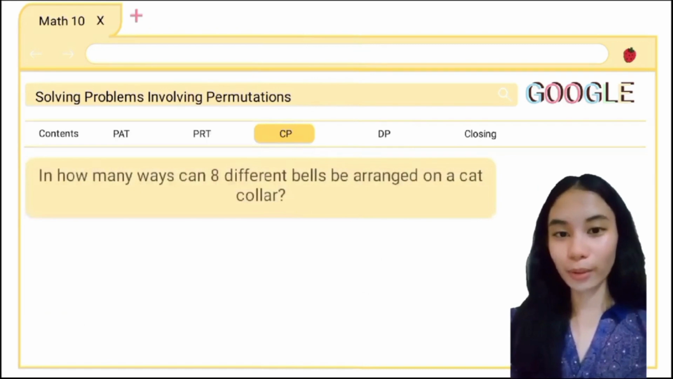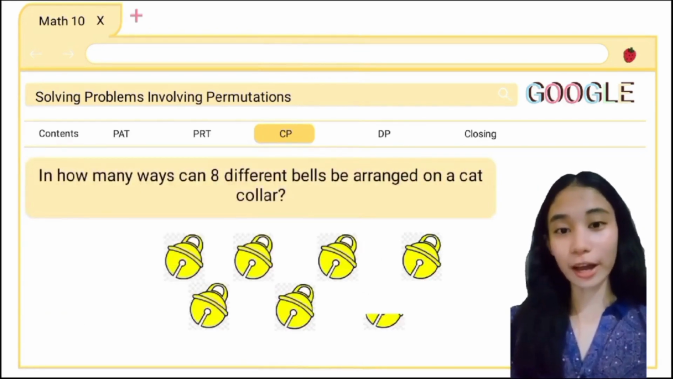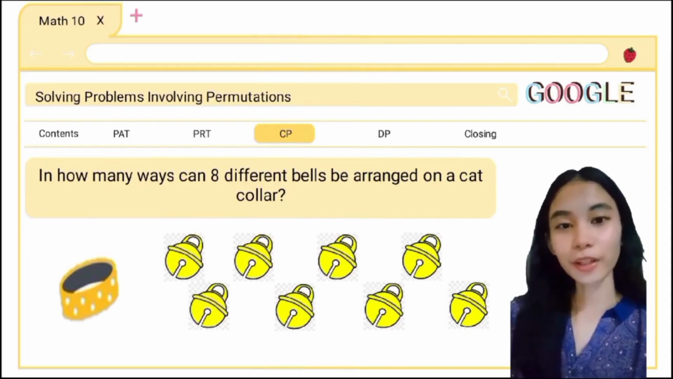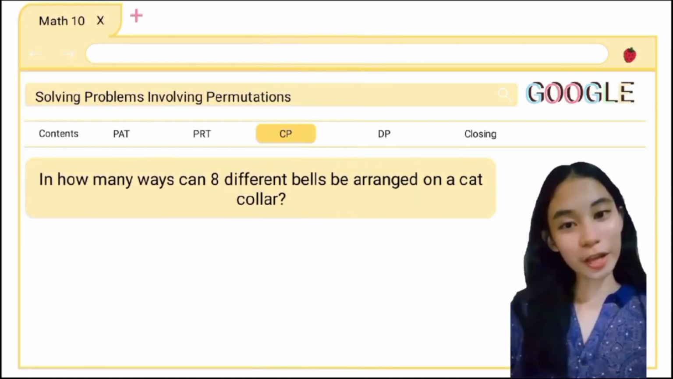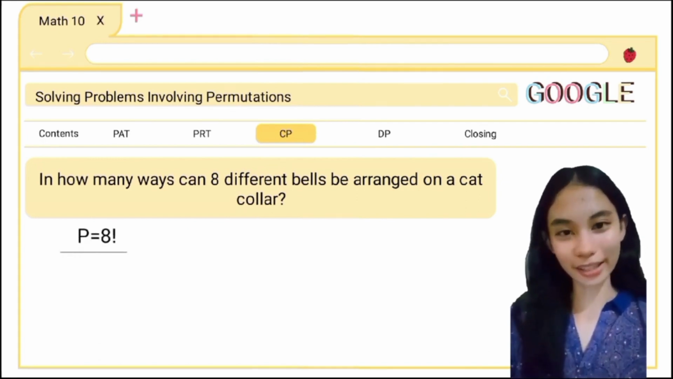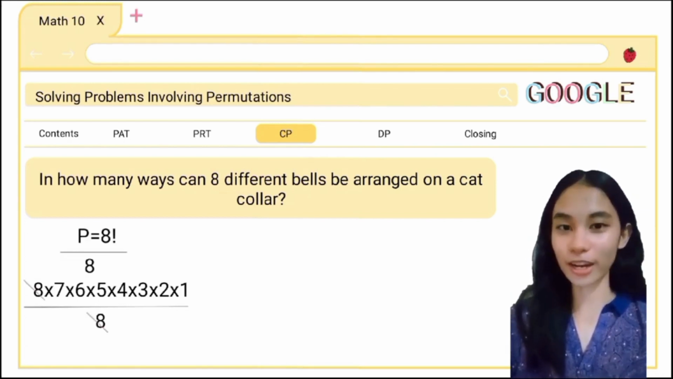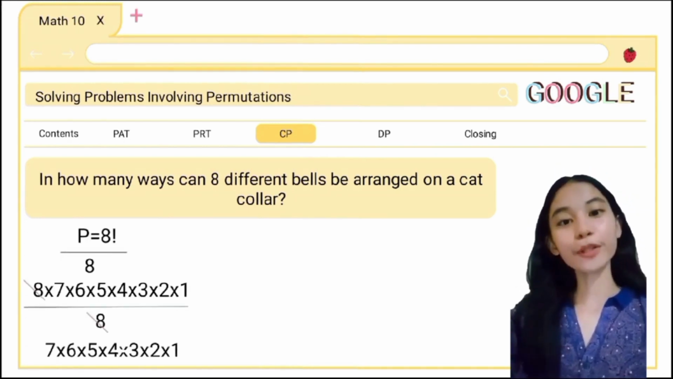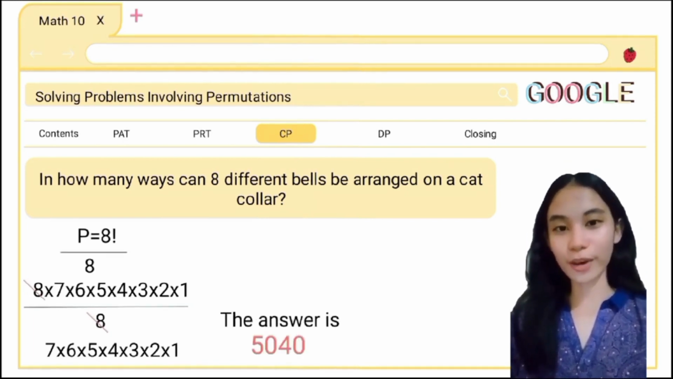This time, the problem we will solve is, how many ways can 8 different bells be arranged in a cat collar? Let's use permutation equals n factorial over n to solve this problem. Just like what we did on the previous problem, first, let's substitute the n as 8, and then expand 8 factorial and then cancel the same number from the denominator. And lastly, multiply all the remaining numbers and your answer will be 5,040 ways.